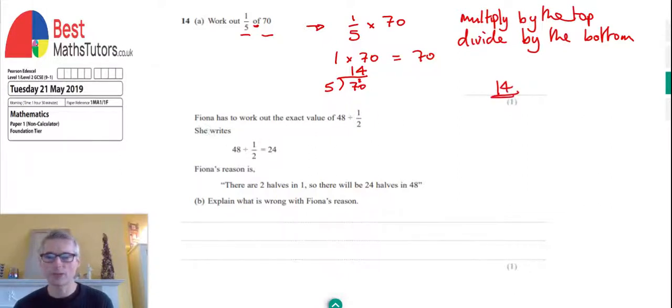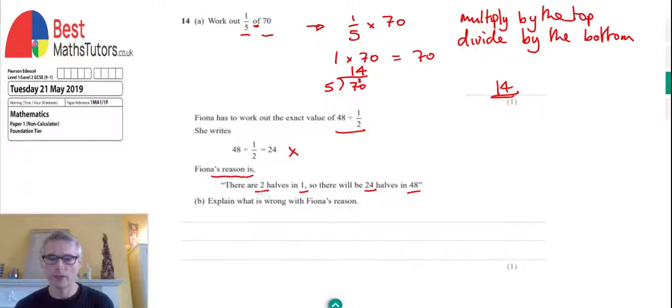Then we're told Fiona has to work out the exact value of 48 divided by a half. What she's written is that 48 divided by a half is 24, and she's wrong. Fiona's given a reason: she said there are 2 halves in 1, so there'll be 24 halves in 48. We've got to explain what's wrong with her reason.